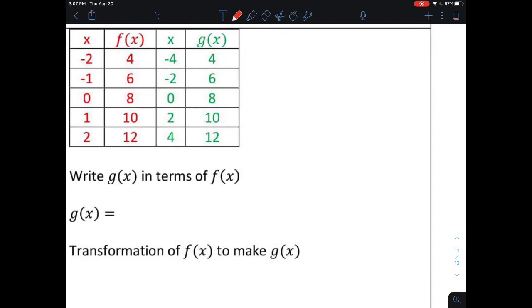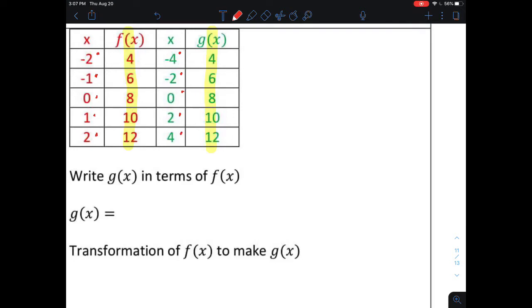Let's look at another table here. We have some similarities in the columns. So the g and the f columns are the same. The difference is in the x. So I'm looking for a pattern that exists in the x values between the two columns. I have -2 and -4, -1 and -2, 0 and 0, 1 and 2, 2 and 4. So we're doubling.